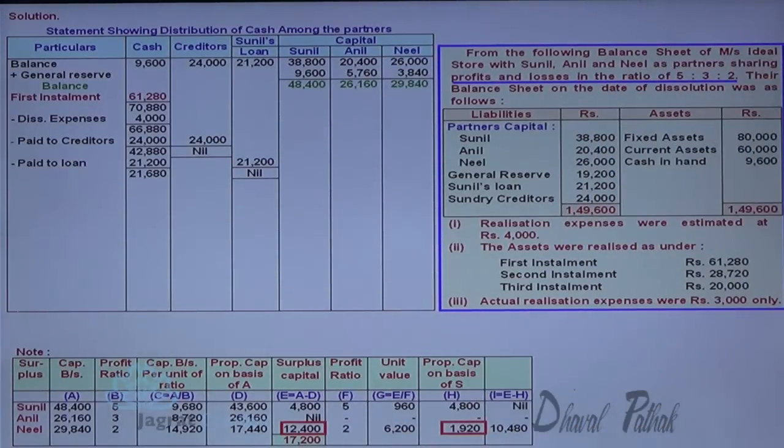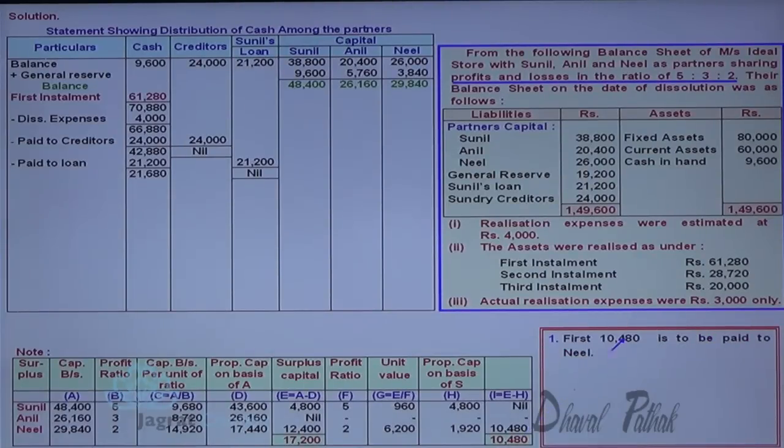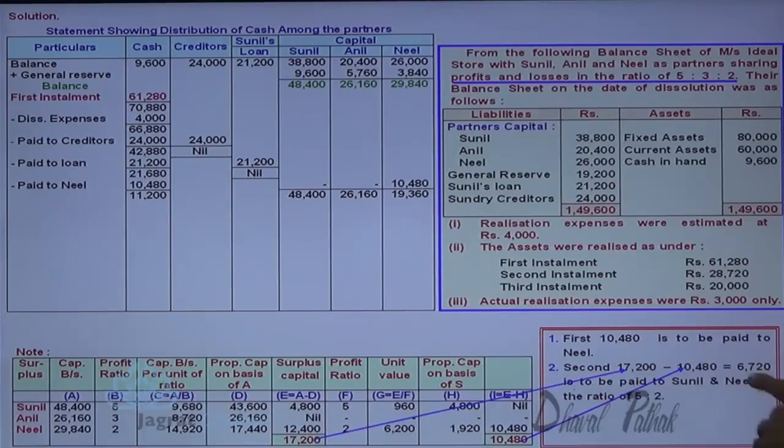Now on the basis of this calculation, if you want to conclude the distribution criteria, let me write it down. First of all, 10,480 should be paid to Neil. After making a payment of 10,480, 17,200 minus 10,480, that is 6,720, is to be paid to Sunil and Neil in the ratio of 5:2.